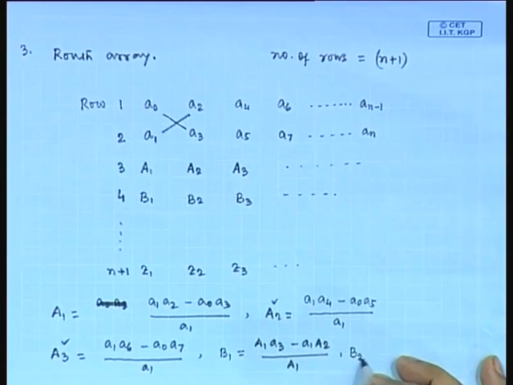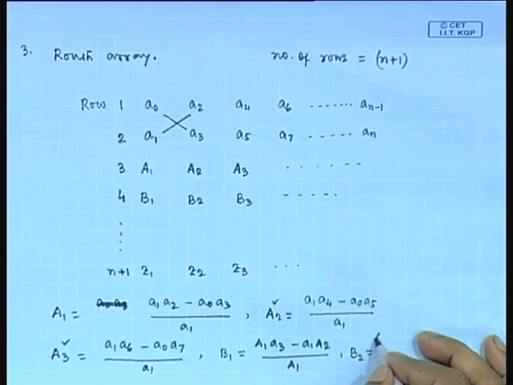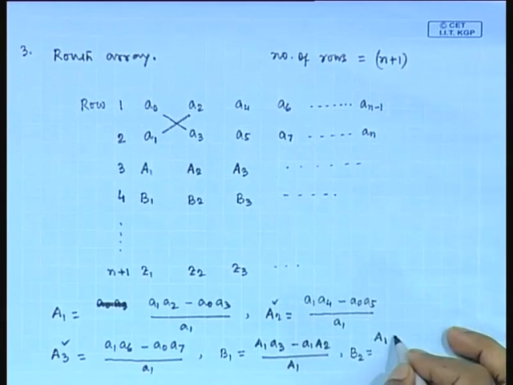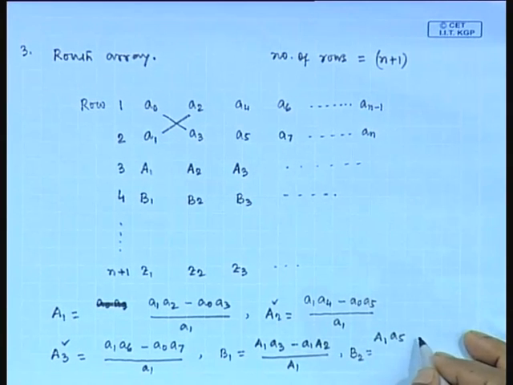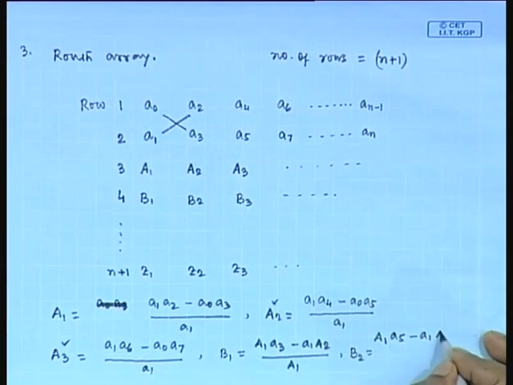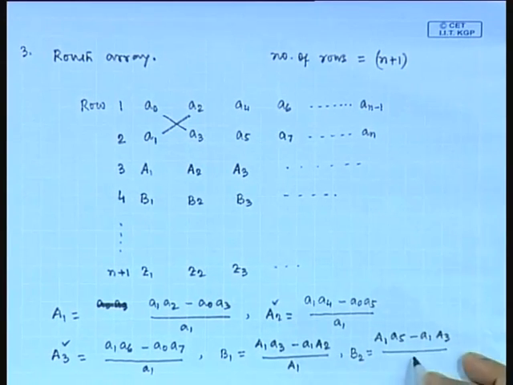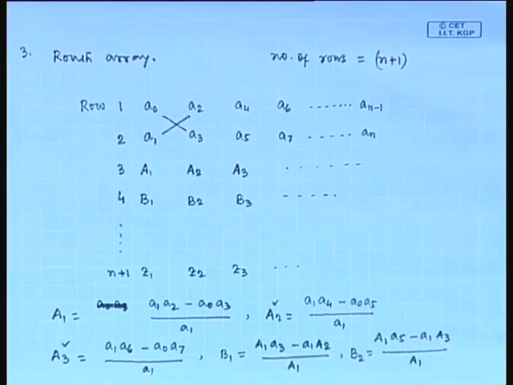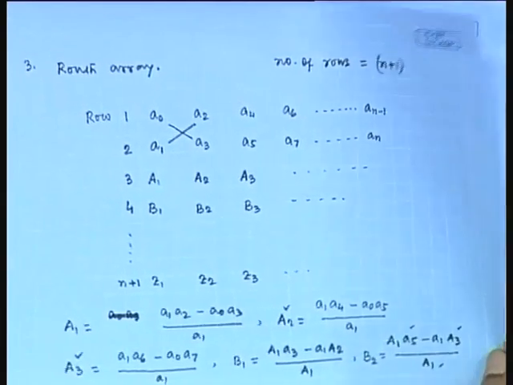Similarly, we can write B2 equals A1 A5 minus A1 capital A3 divided by capital A1. Capital B2 we can write as capital A1 small a5 minus small a1 capital A3 divided by capital A1.